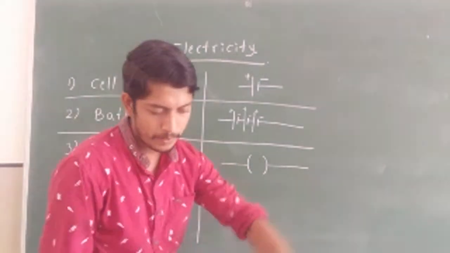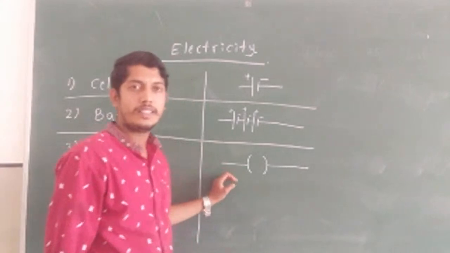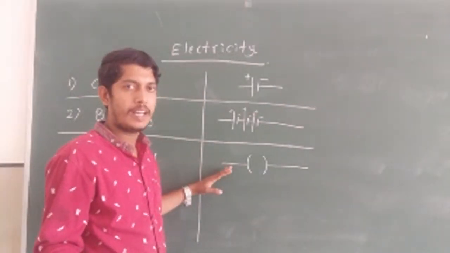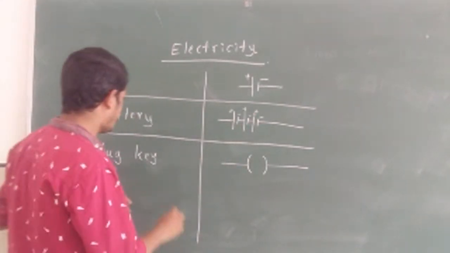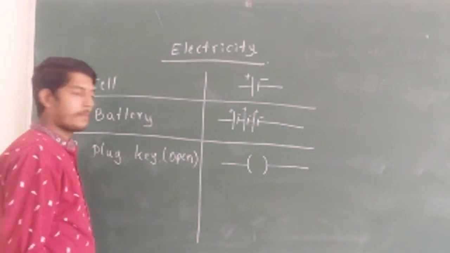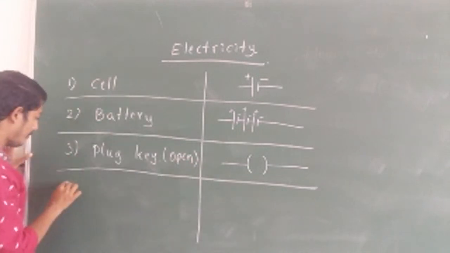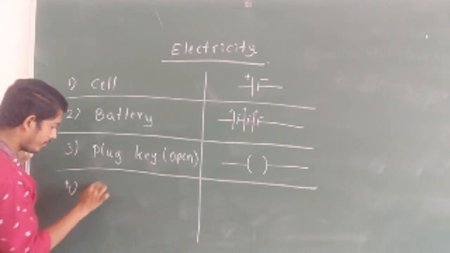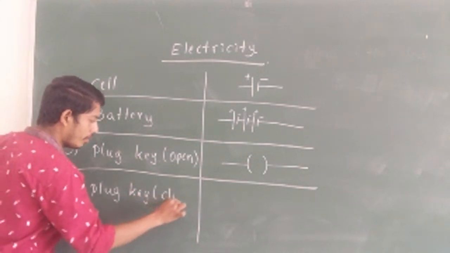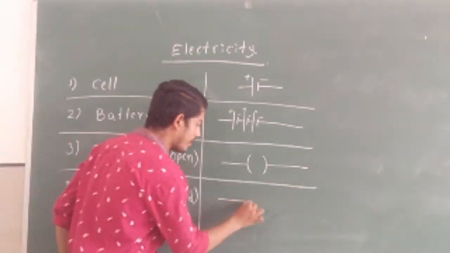Okay, this is a plug key, and in this case, so just concentrate on this diagram. This is a plug key, but in this case it is open. The next one, the fourth one, is the same plug key, but it is closed. So how to represent that?